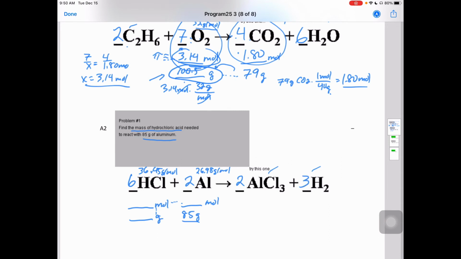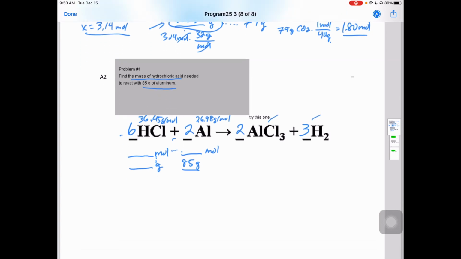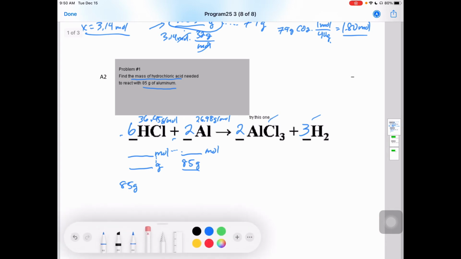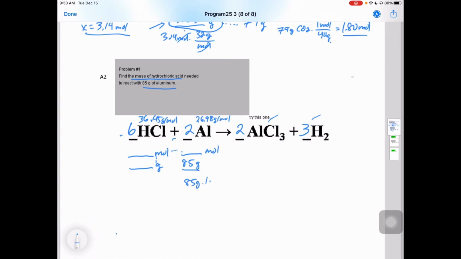And there we go. So basically, hydrochloric acid is going to need 3 times the number of moles. When I convert the aluminum, 85 grams, I'm going to put the 85 over here. 85 grams divided by 26.98, and I get 3.15. Wow, almost pi. Wow, that's pretty cool. I did not plan this. These are random problems. 3.15, sorry, 3.15.